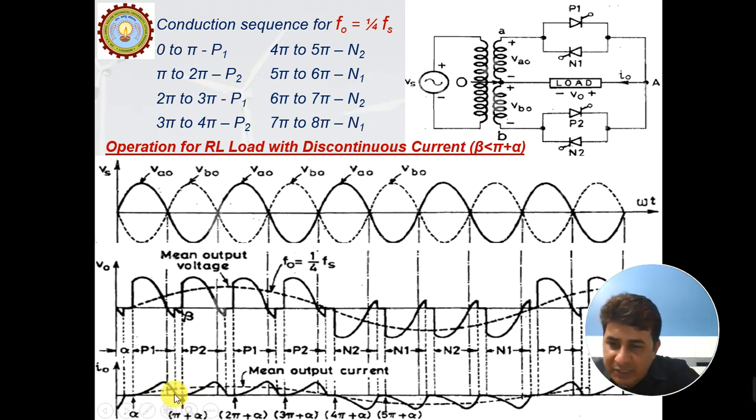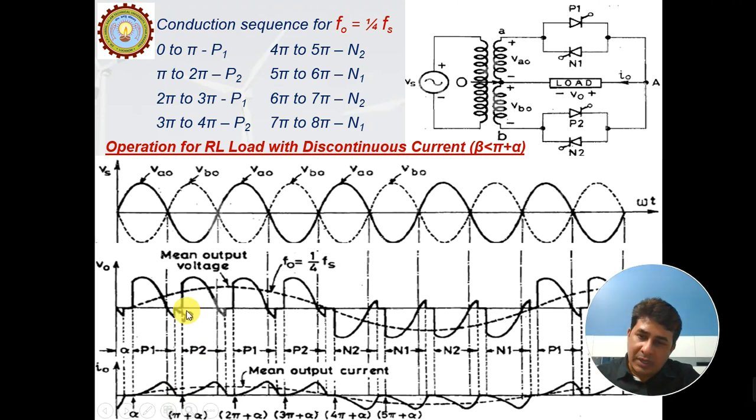Now what will happen from beta to pi plus alpha? From beta to pi plus alpha, there will be no output, as at this time none of the devices are fired. So during beta to pi plus alpha, since there is no device conducting, the output voltage is 0, and the inductor energy is already released, so we will get zero current at this time.